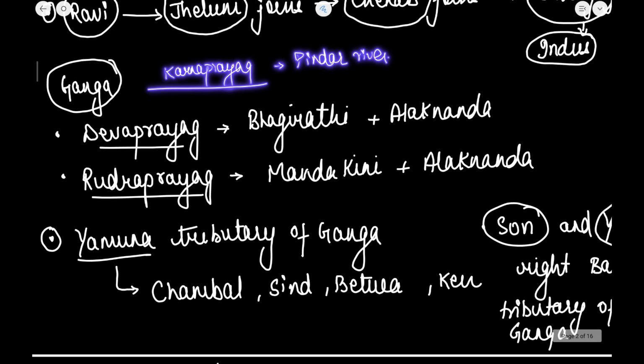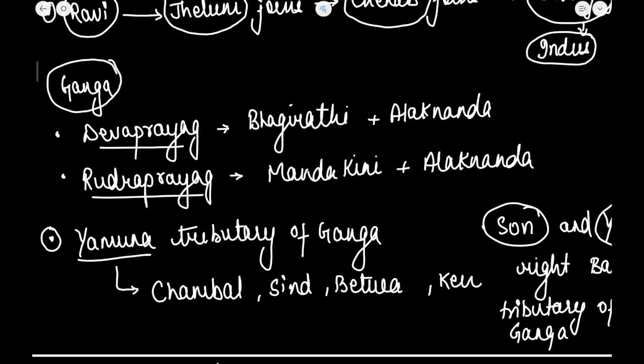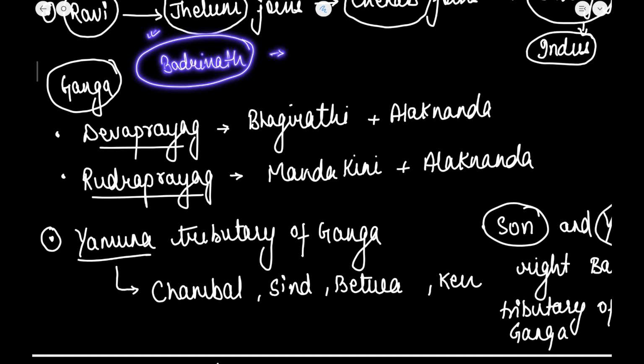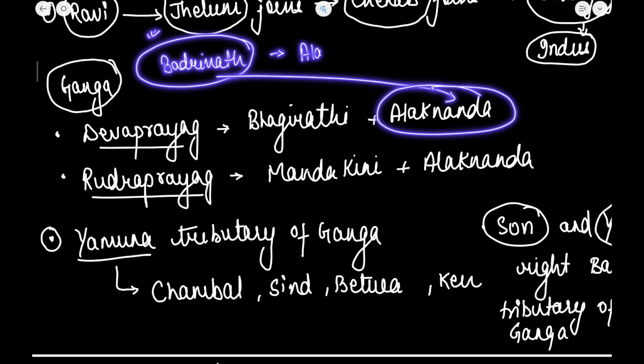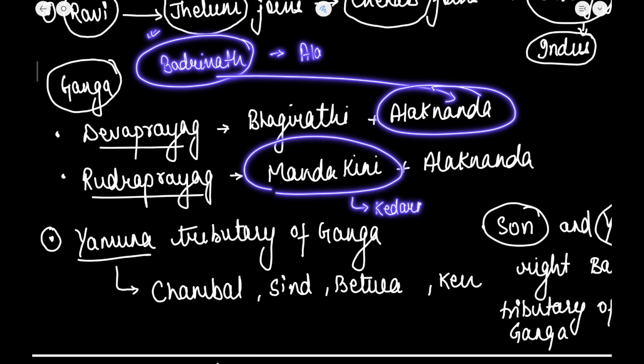Now if I talk about the pilgrim place Badrinath, these questions are being asked by various examinations, so it is important if you just have an outlook on these. So Badrinath is a place which is situated on the bank of river Alaknanda. And if I talk about Kedarnath, Kedarnath is situated on the bank of river Mandakini. Okay, so this information you have to know about.